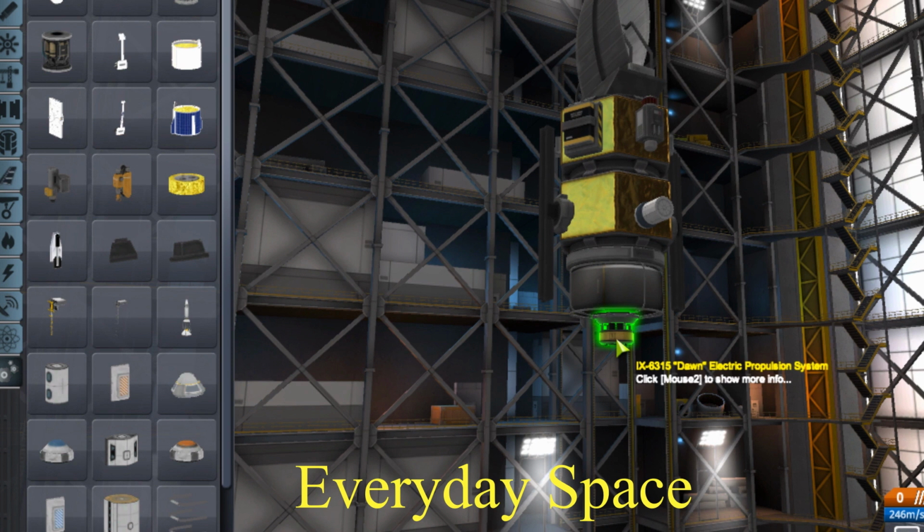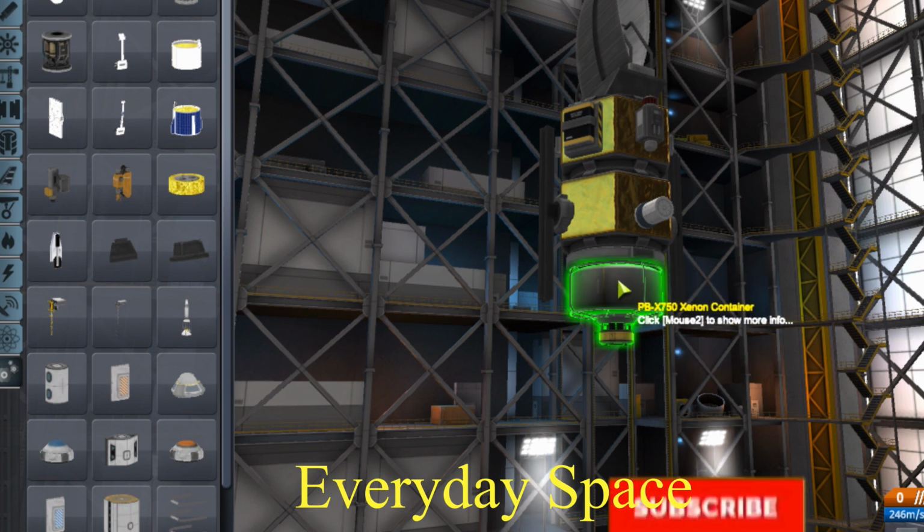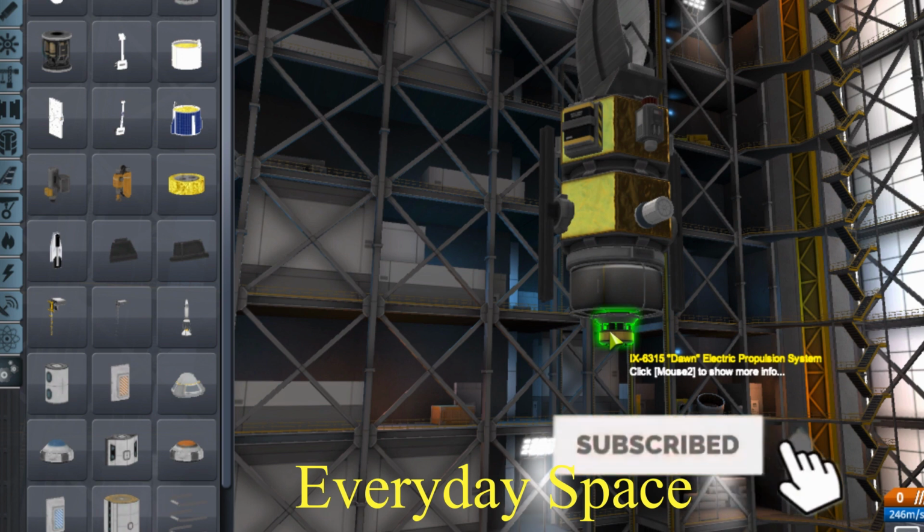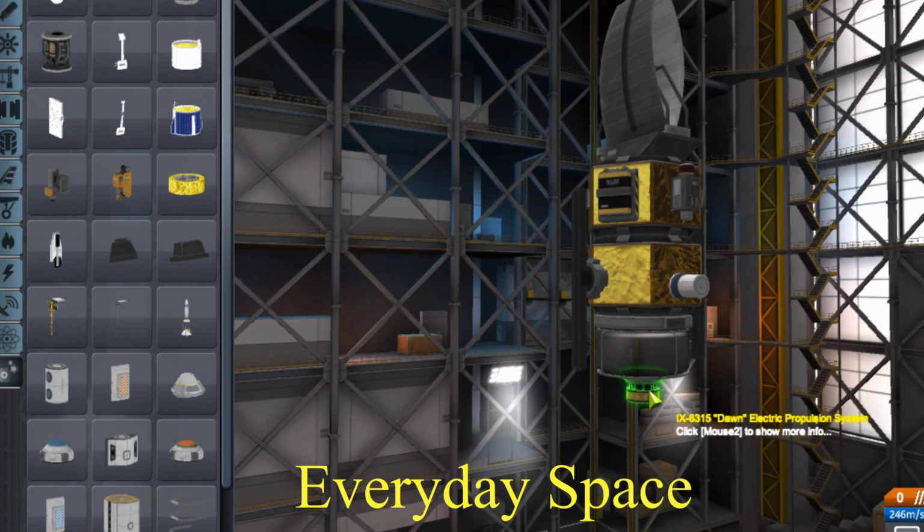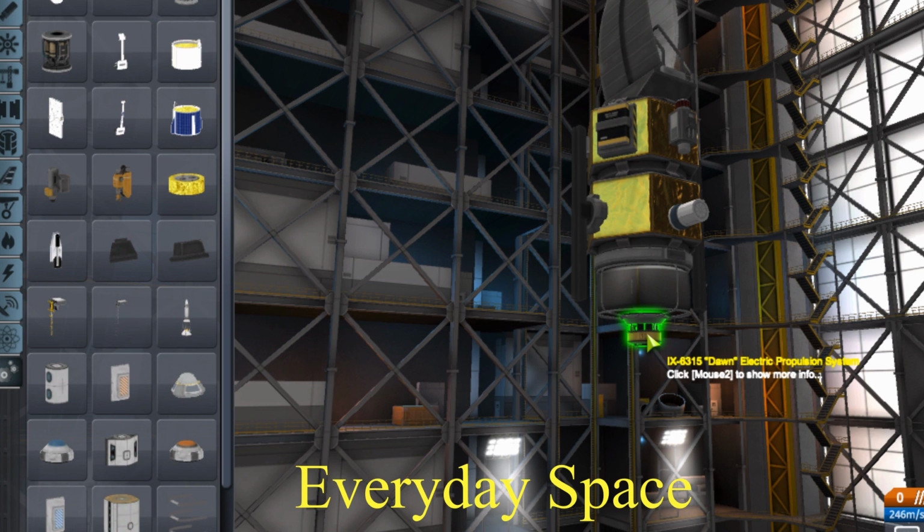First, we have this Dawn electrical propulsion engine, which uses xenon gas from this container and boosts it into its final resting orbit. This is a very low-powered engine, but is very useful for long drawn-out orbital corrections.